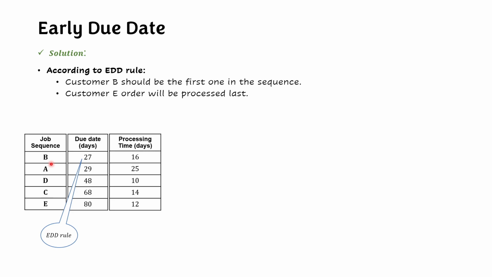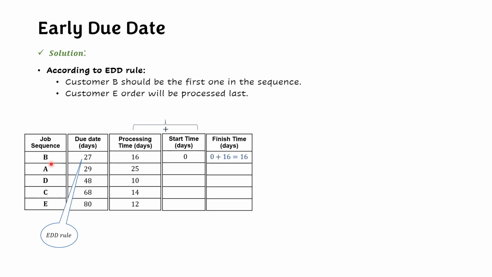Since job B is the first one, we start working on job B right away. That means the start time for job B will be 0. Since job B takes 16 days to process, we will be able to start the next job once we finish job B. So the finish time for job B will be 16 days. Once job B is finished, we will start job A, the next in line, on the 16th day. It takes 25 days to complete job A, so we will be able to finish job A on the 41st day and move to the next job.